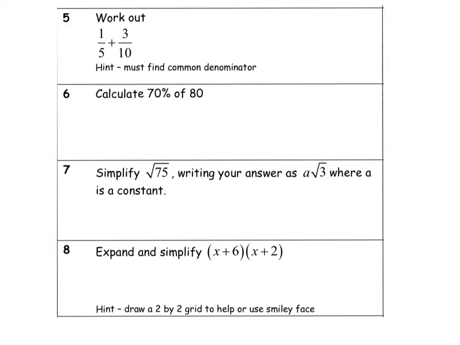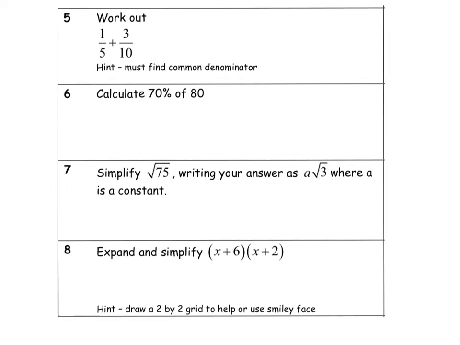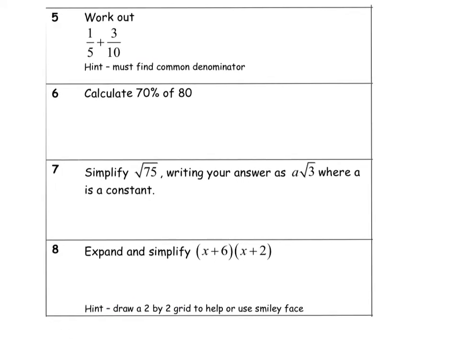Adding 2 fractions in question 5, we need a common denominator, so I'm going to change the 1/5 into 2/10. So I have 2/10 plus 3/10, which is 5/10. Remember, in the GCSE paper, all fractions must be simplified, so the answer is 1/2.